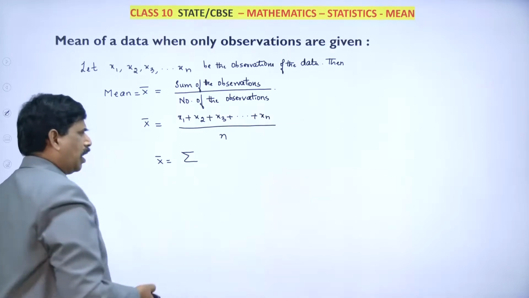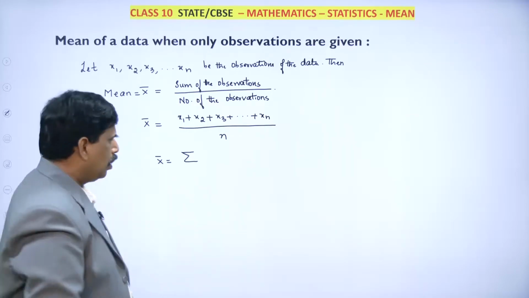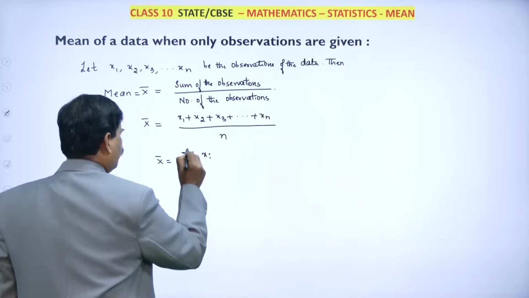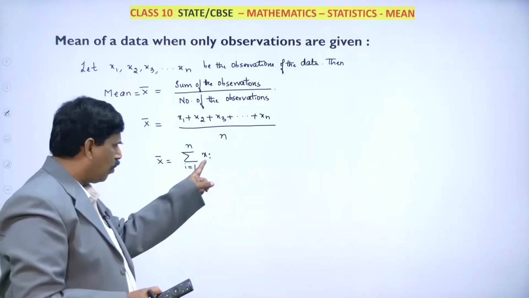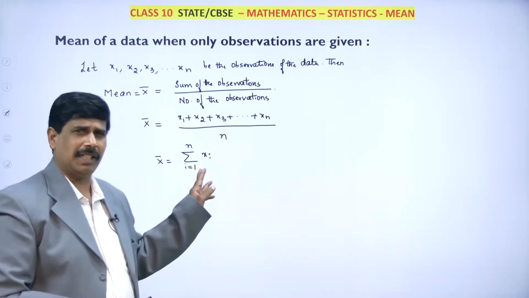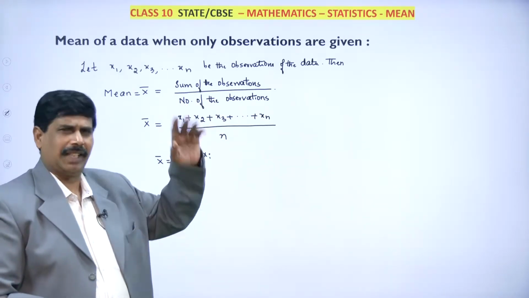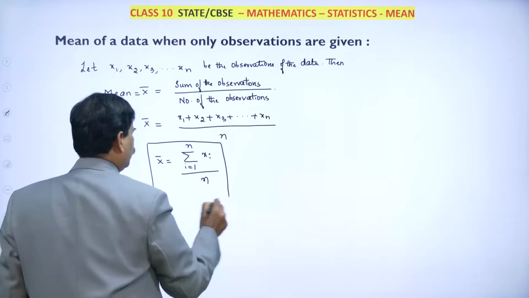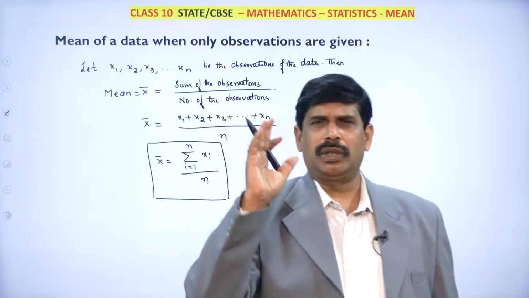So if you represent this symbolically, sigma, what is this, children? This is sigma. Sigma stands for summation. So sigma xi, where i takes the values from 1 to n. This is the least value and that is the maximum value. Let's start with least value x1. Replace i with the least value 1, x1 plus x2 plus, it goes till xn. Is it clear, children? By n. So this is what we say the mean of a data when only values are given.